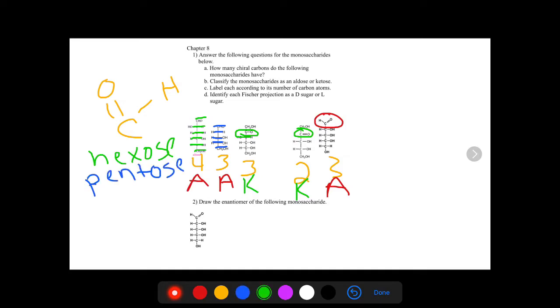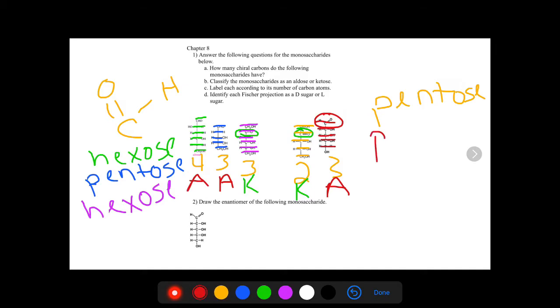Okay. And then the third one, we have 1, 2, 3, 4, 5, 6. So that's also hexose because there's 6. And then this one would be 1, 2, 3, 4, 5, pentose. And then the last one, we have 1, 2, 3, 4, 5, also pentose.